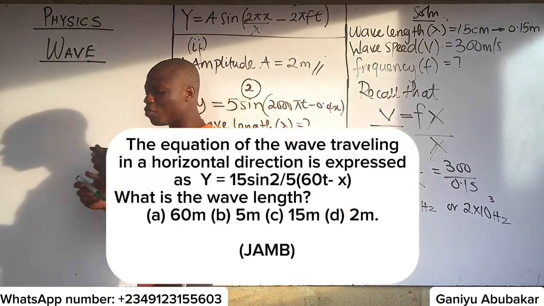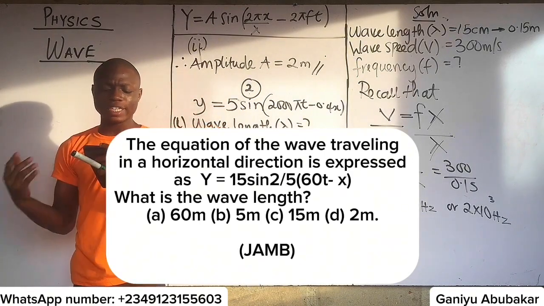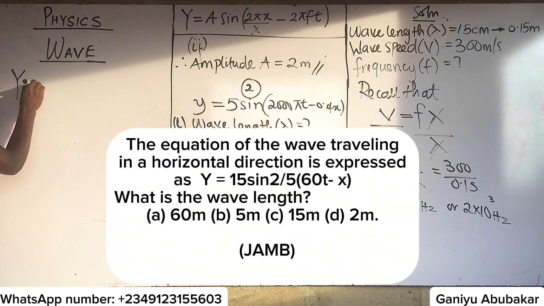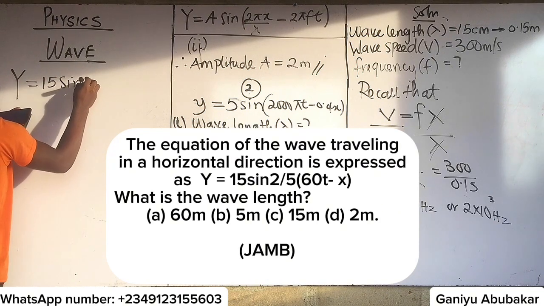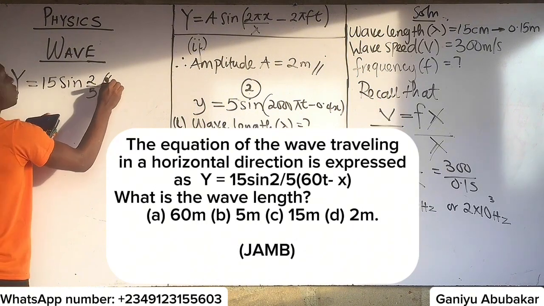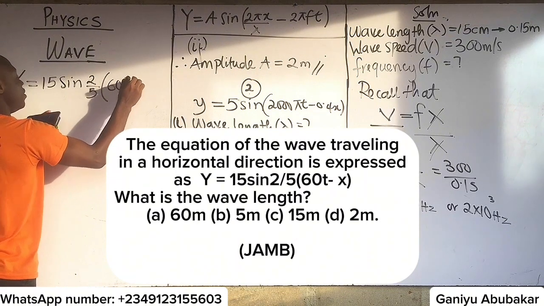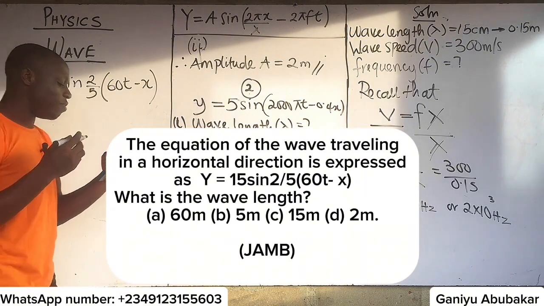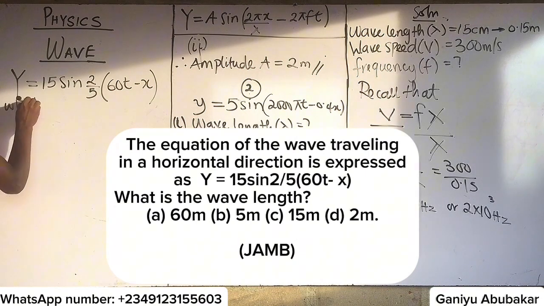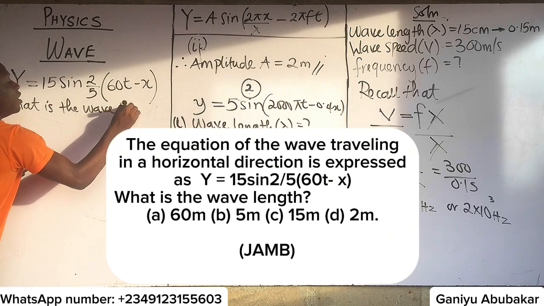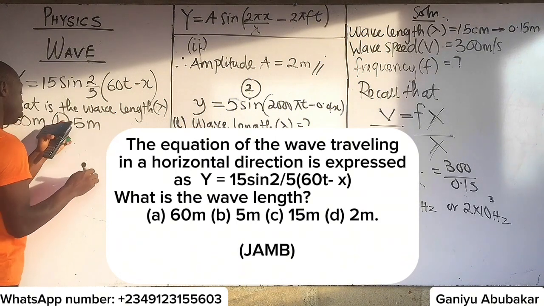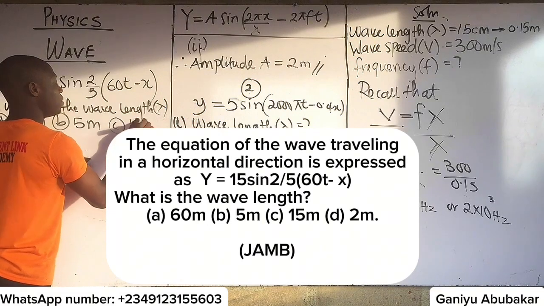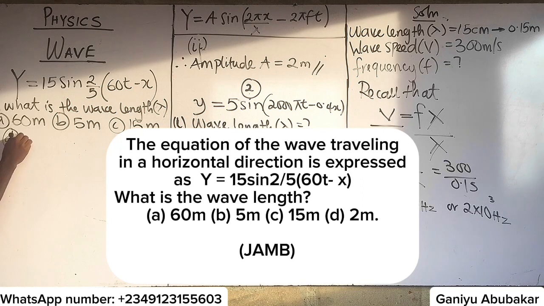The equation of the wave traveling in a horizontal direction is expressed as y equal to 15 sine 2 over 5 into (60t minus x). All right, what is the wavelength? What is the wavelength? That's lambda. Option A is given to be 60 meters. Option B, 5 meters. Option C, 15 meters. Option D, 2 meters.